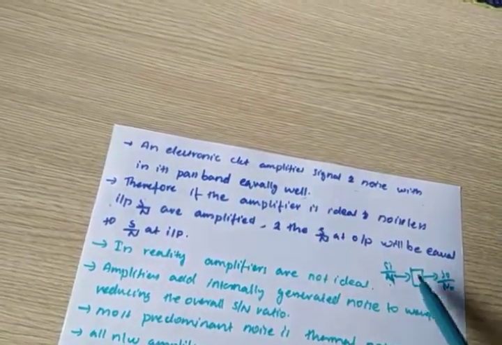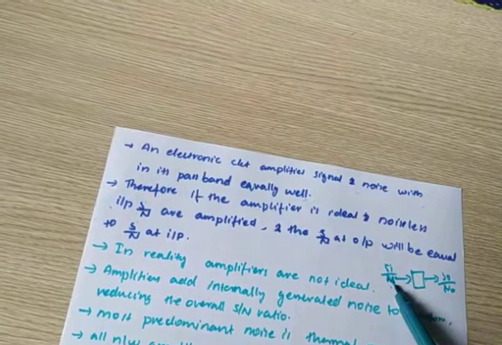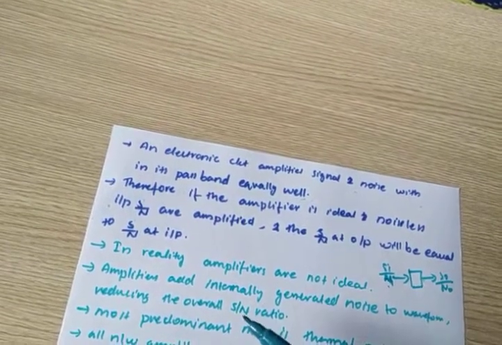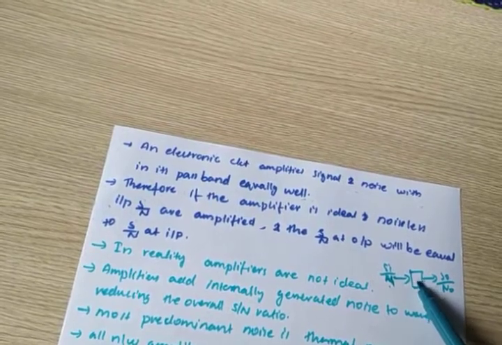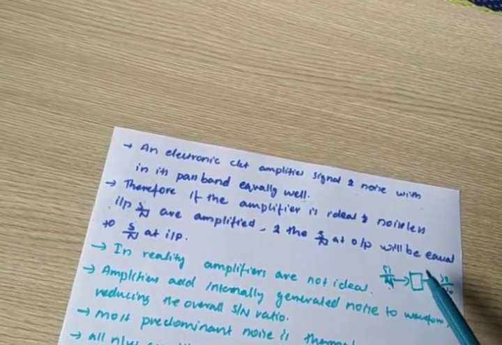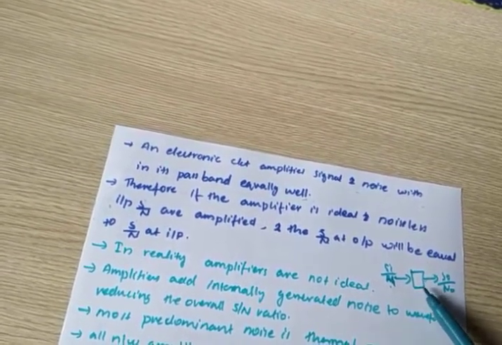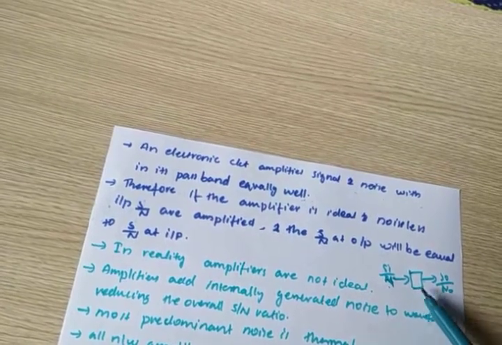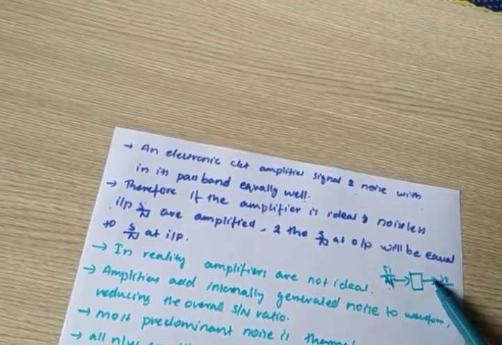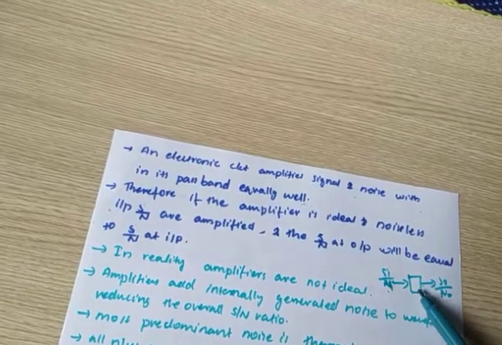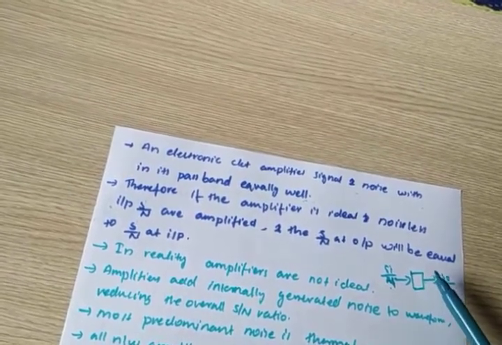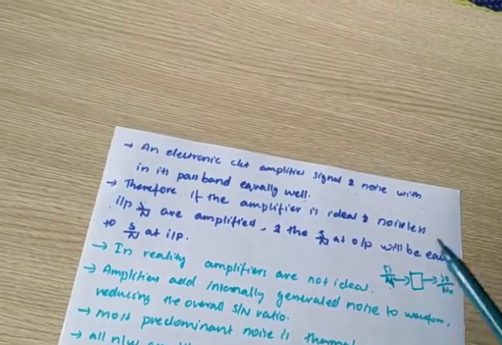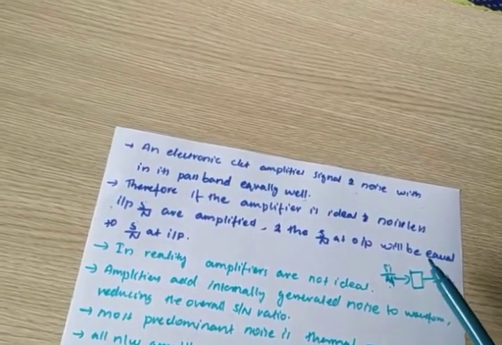The system will amplify both the signal and noise in its passband. Passband means the frequency range in which this system operates. Suppose this system operates at 10 kilohertz, meaning up to 10 kilohertz it will pass, and above 10 kilohertz it will not pass. That is the passband of this system. Each and every system is intended to operate at a particular frequency. That is what is called its passband.